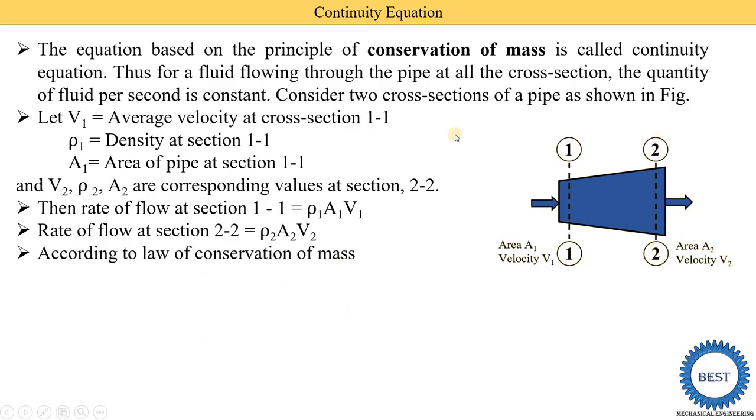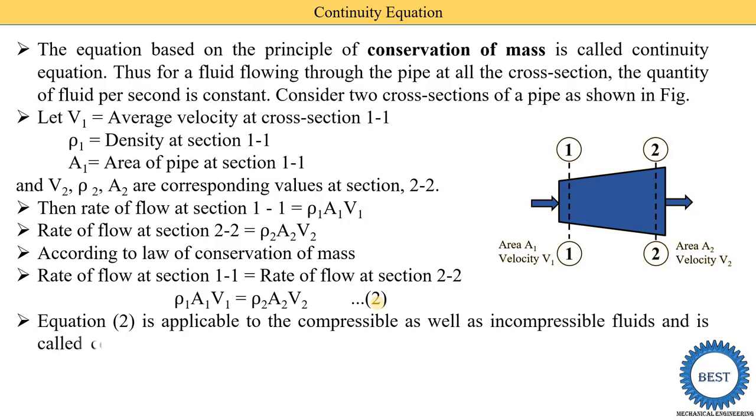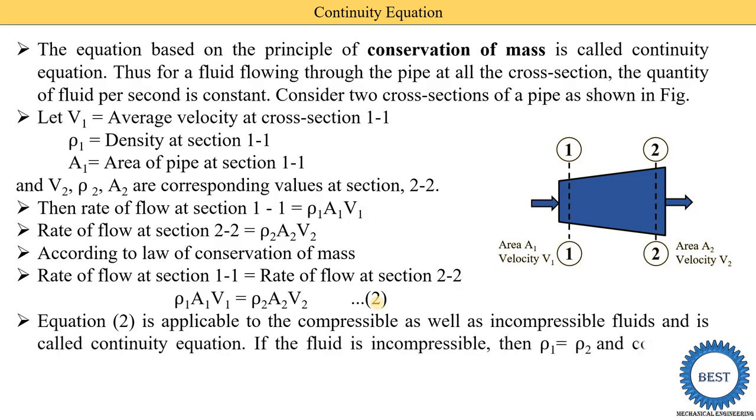According to the law of conservation of mass, the mass is constant at the inlet as well as the outlet, meaning these two values are the same. Which two values? Rho1 into A1 into V1 is equal to Rho2 into A2 into V2, meaning the rate of flow at section 1 is equal to the rate of flow at section 2. So Rho1 A1 V1 is equal to Rho2 A2 V2. This is our equation number 2. This equation is applicable to compressible as well as incompressible fluids. We already studied compressible and incompressible fluids in the last videos. So it is applicable for both types of fluids.